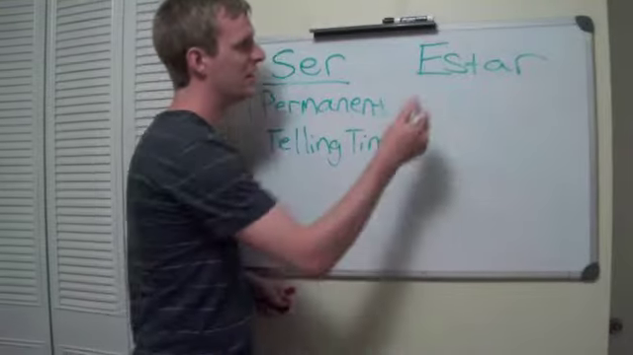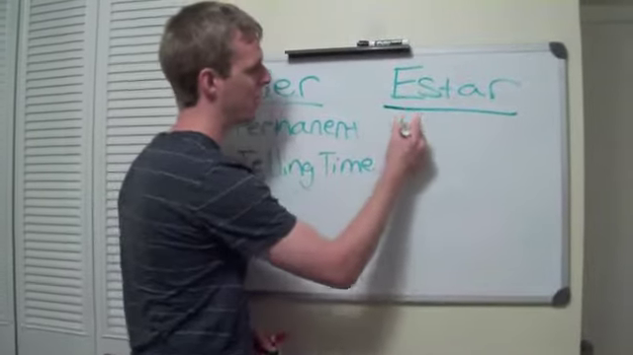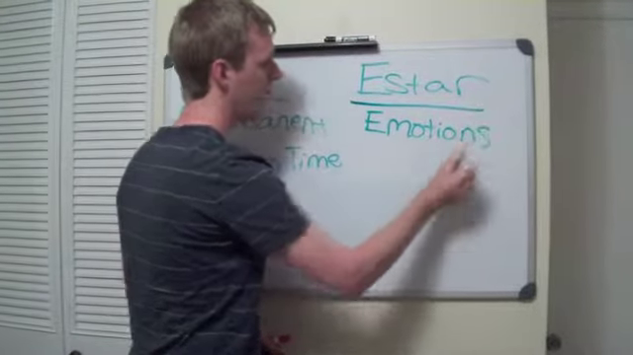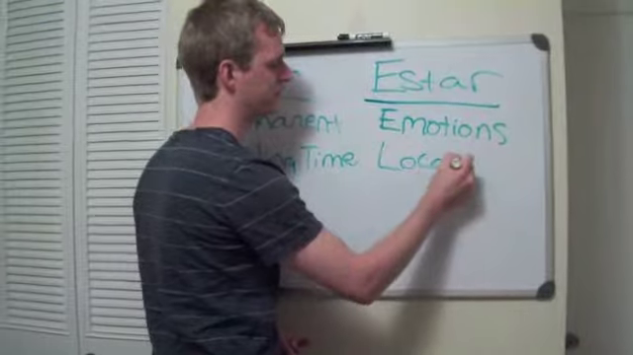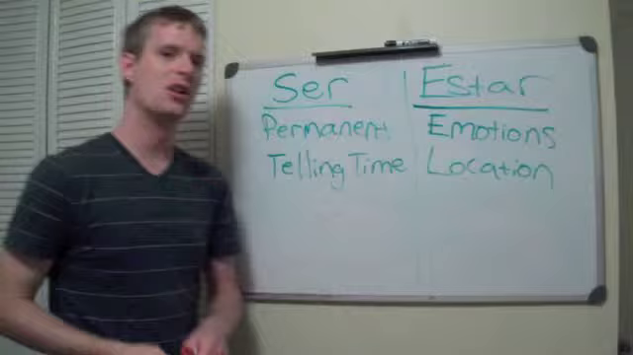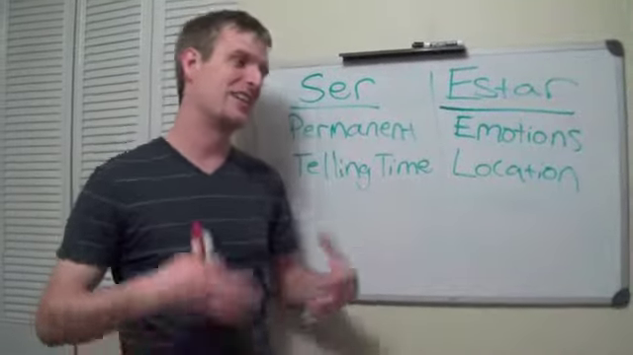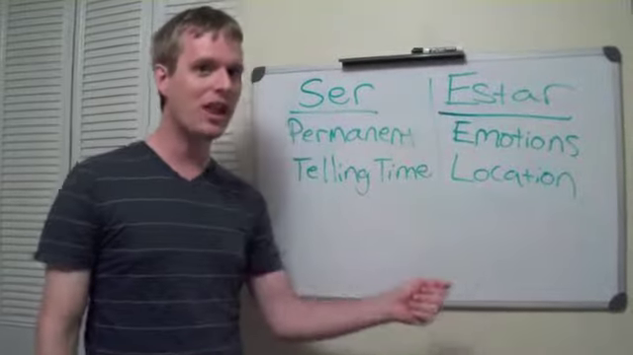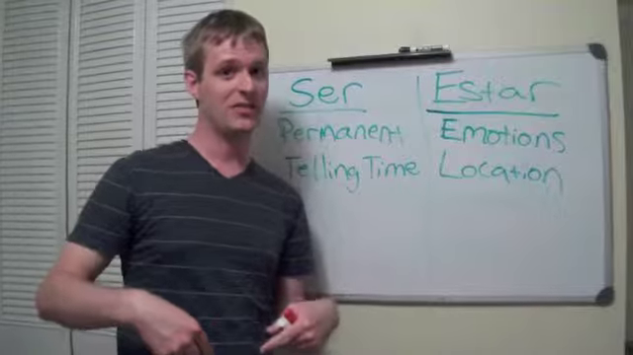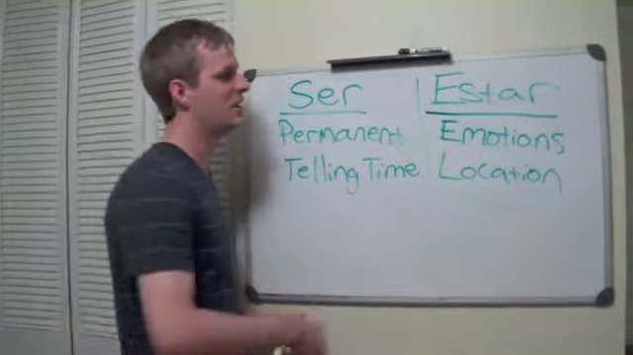Now, estar is different. This talks about things that change, like emotions and location. Emotions and location. Yo estoy triste. That means I'm sad, and that can change. If you give me a lollipop, I'll be happy. Location change. Yo estoy aquí, and then I could go somewhere else. Yo estoy allá. It changes.